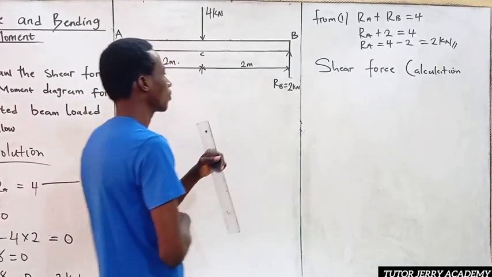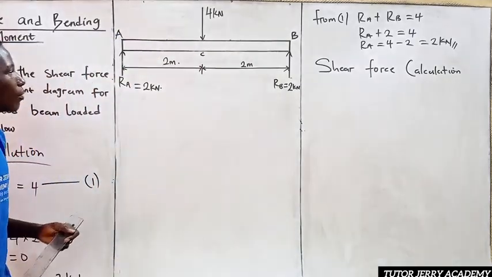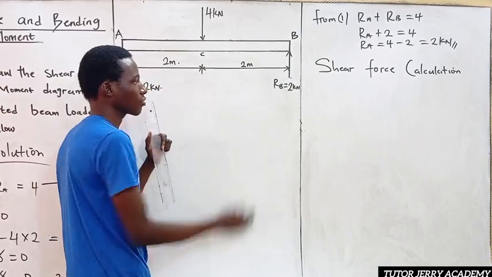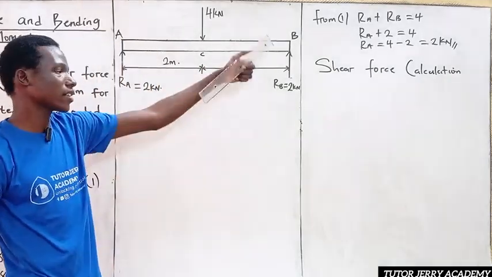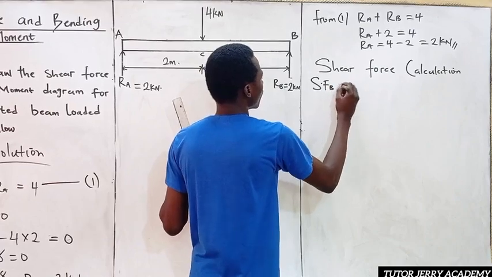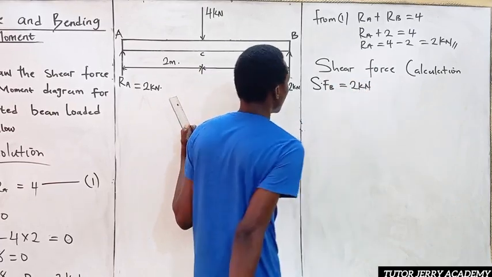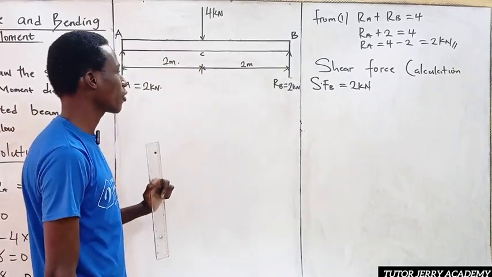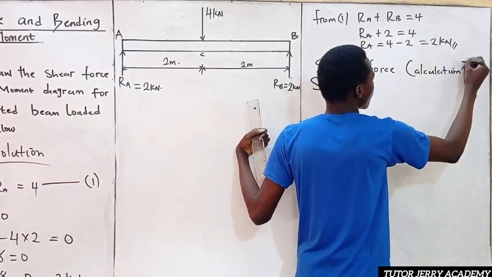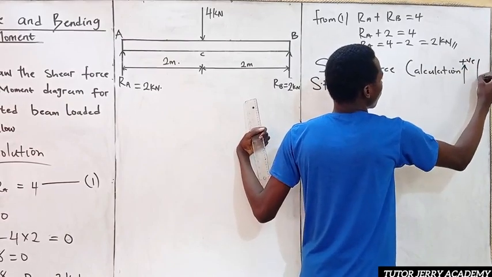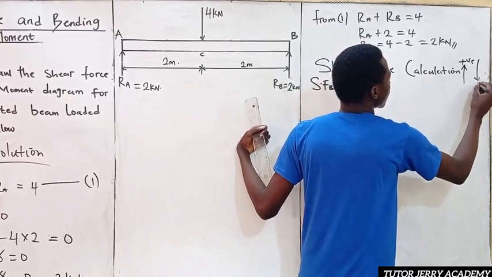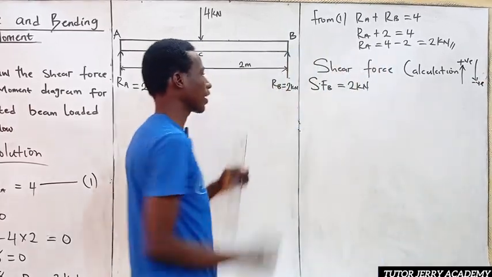So for my shear force calculation, we are going to be starting from B. Now at B, we only have an upward reaction, which is 2 kilonewton. So my shear force at B, F subscript B, will be equal to 2 kilonewton. Of course, for this shear force we are going to be using our upward forces as positive, and our downward forces we are going to be taking as negative. So take note of that.